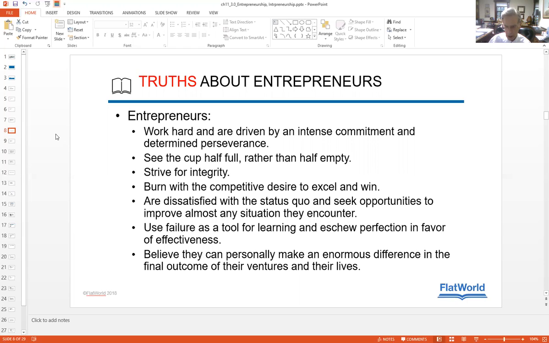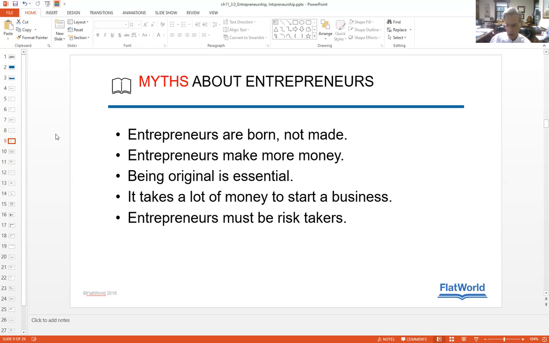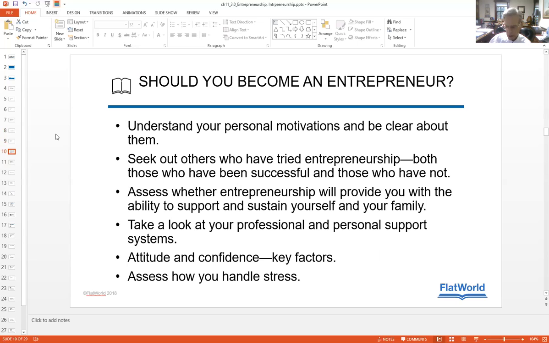So early on in the chapter, the authors try to distinguish between truths about entrepreneurs, which includes the fact that they're willing to make a large commitment and just don't settle for the status quo, but quite simply are willing to make an extraordinary effort for an extraordinary result. Truths versus myths. And so the chapter talks about some things that people often think about entrepreneurs, but may not necessarily be true. And then again, for a course in international business, should you become an entrepreneur, good material to think about.